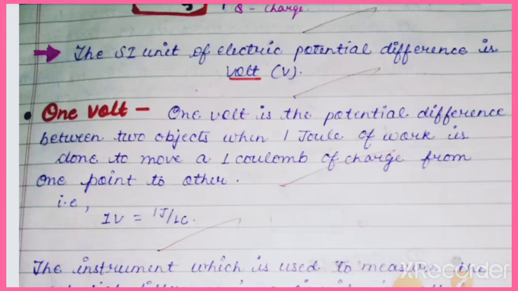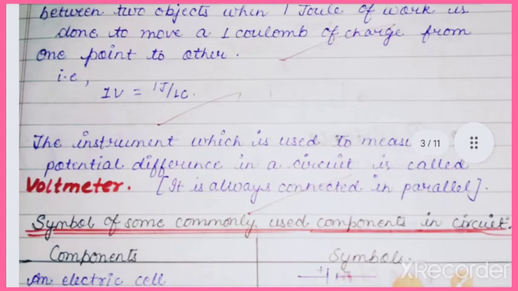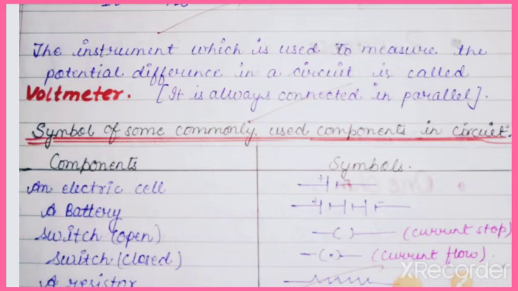The SI unit of electric potential difference is volt, and this was named after a scientist called Volta. I don't know the full name, but it is named after him. Then 1 volt is the potential difference between two points when 1 joule of work is done to move 1 coulomb of charge from one point to another. That is 1 V is equal to 1 joule upon 1 coulomb, and we know that joule is the SI unit of work. Then an instrument which is used to measure potential difference is a voltmeter, and it is denoted by the capital letter V.